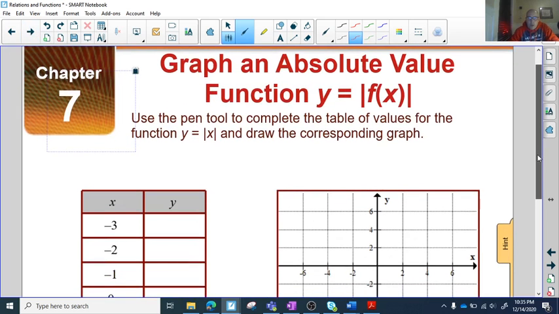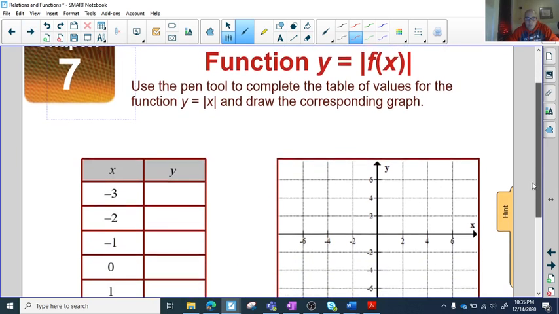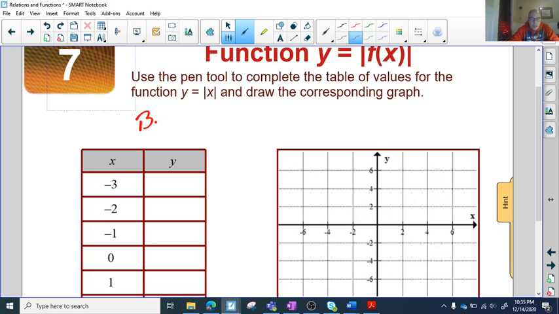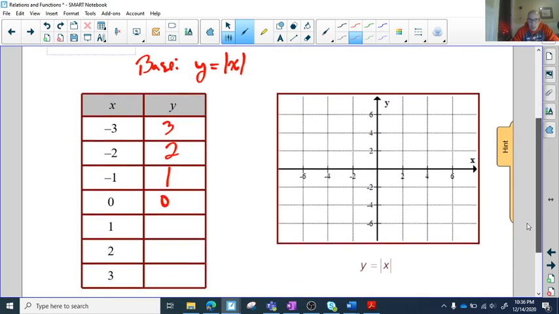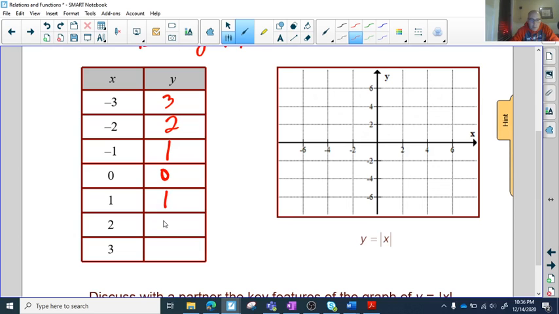Okay, let's move on to what the graphs of absolute value functions look like. This is what we would call our base function. Our base function for absolute value is y equals the absolute value of x. So we're just going to put these x values in here and spit out the y values. The absolute value of negative 3 is 3. Absolute value of negative 2 is 2. Absolute value of negative 1 is 1. Absolute value of 0 is 0. Now these ones are already positive, so they would just stay the way they are: 1, 2, and 3.